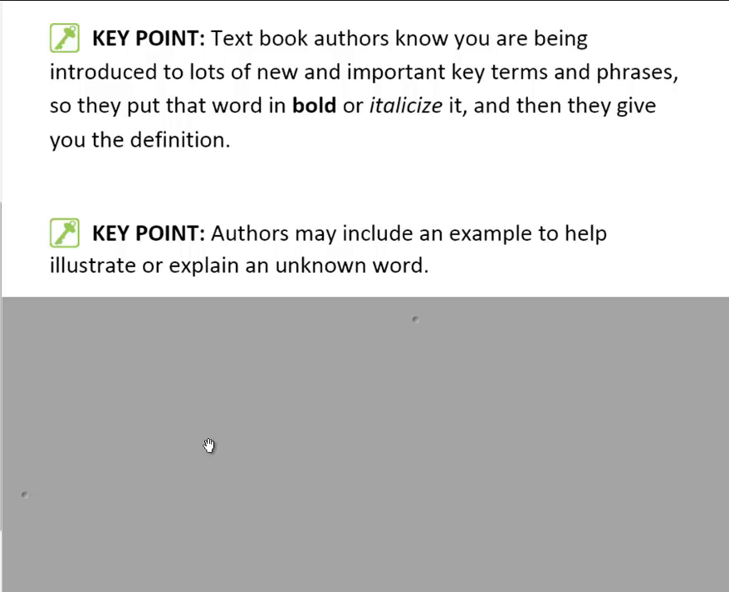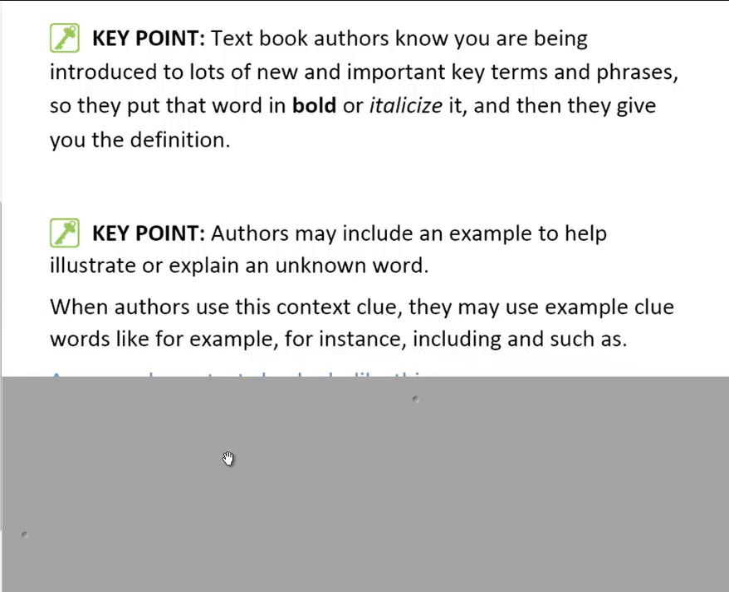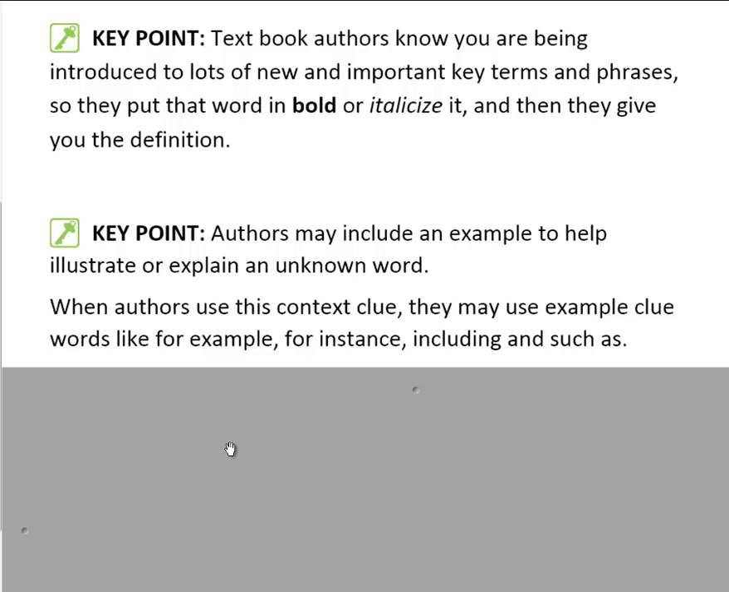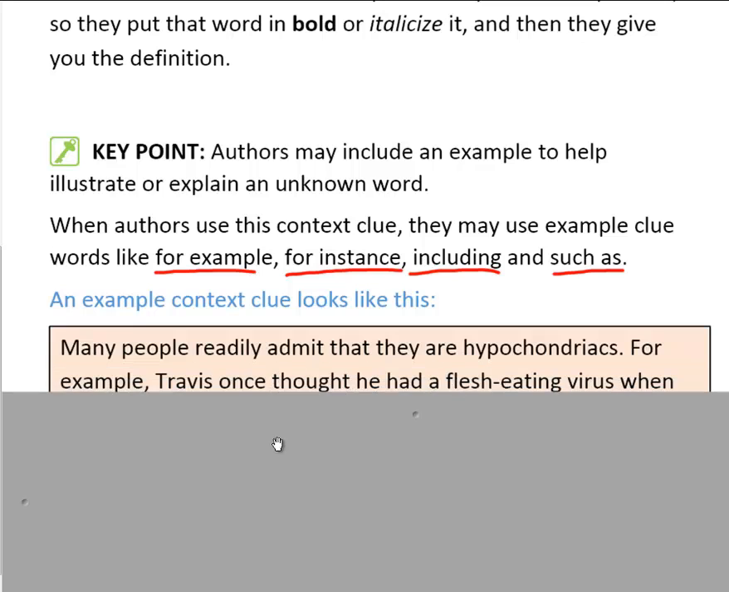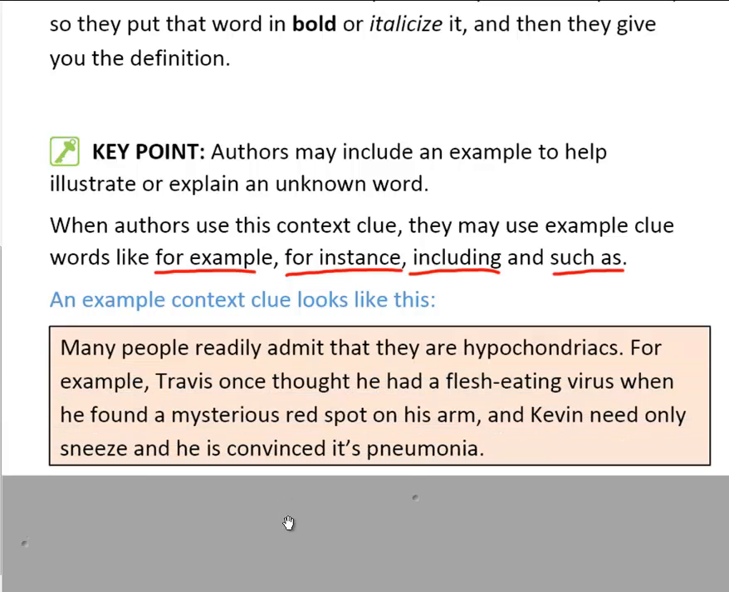They understand that by giving you an example, that will really illustrate for you what the meaning of the word is. And a lot of times what they do is they use these clue words that let you know that an example's coming up. Now, sometimes it's an obvious example clue word, like the word for example, or it might be for instance, could be including, and another one would be such as. Let's take a look at an example of an example context clue.